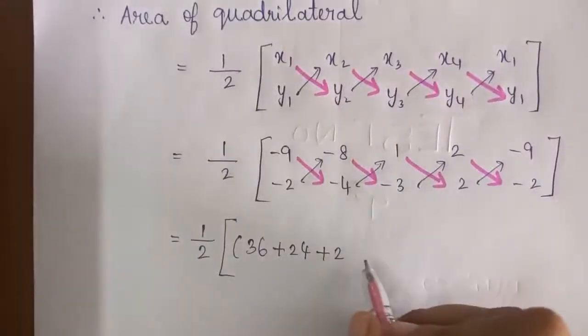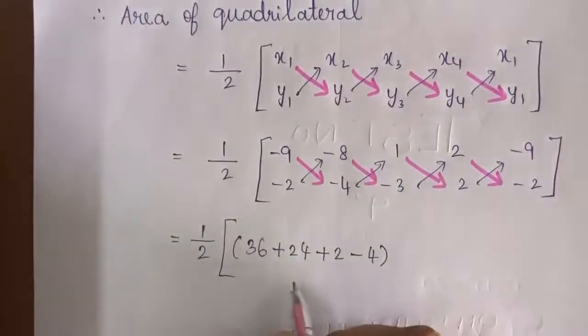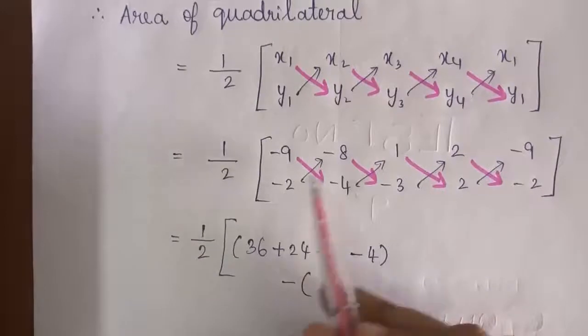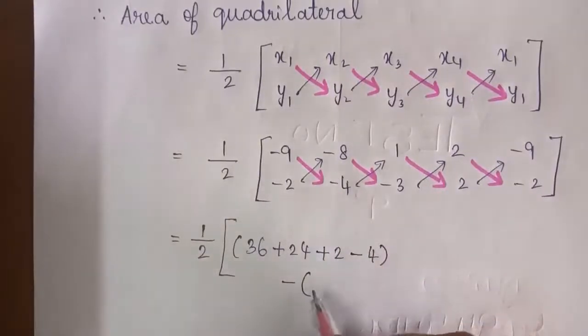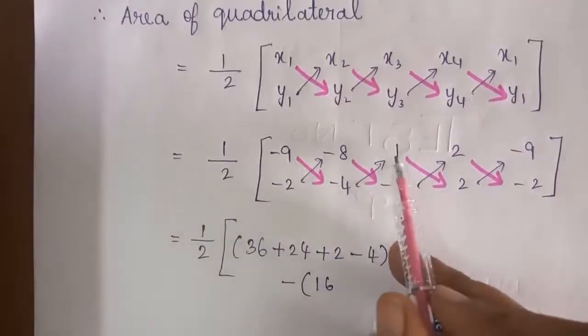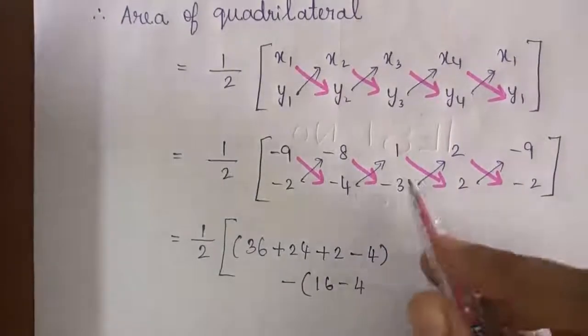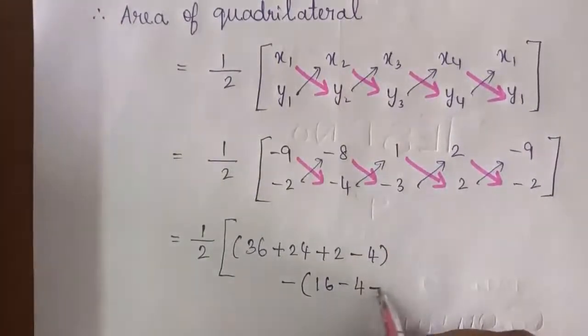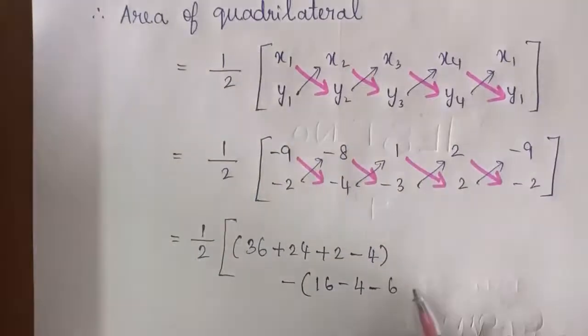2 into minus 2 is minus 4. Minus 2 into minus 8 is 16. Minus 4 into 1 is minus 4. Minus 3 into 2 is minus 6. 2 into minus 9 is minus 18.